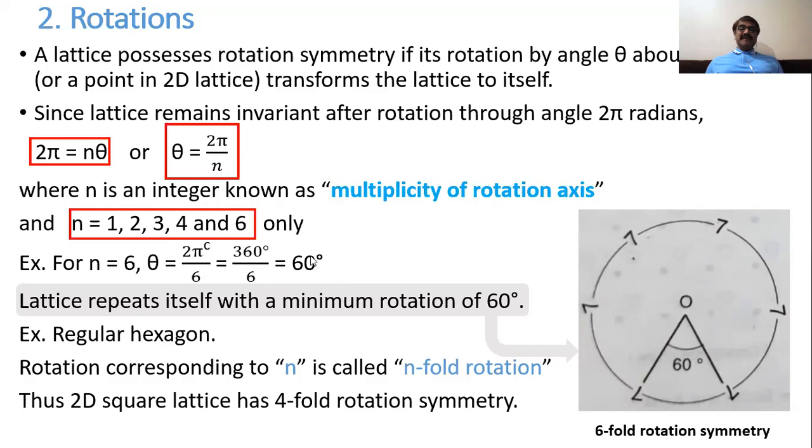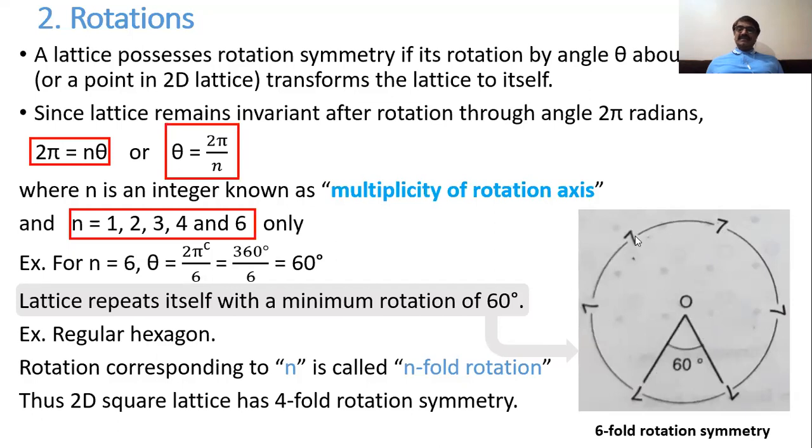That means the lattice repeats itself after 60 degree, or the lattice remains invariant after rotation about an axis through 60 degree. And that is explained, the lattice is shown in this figure. You will find that the object represented by the letter 7 will repeat after a rotation through 60 degree. It remains invariant after every 60 degree.